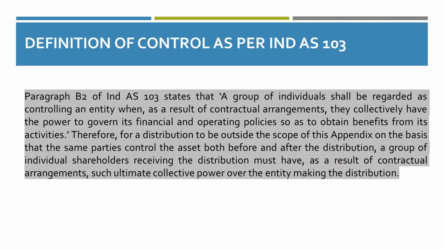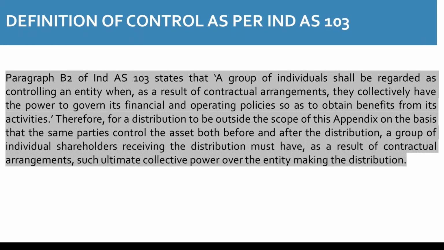Okay, let us move to the definition of control. We have been talking about control for this non-applicability. So let us understand quickly what is the definition of control as per IND AS 103. Paragraph B2 of IND AS 103 states that a group of individuals shall be regarded as controlling an entity when, as a result of contractual arrangements, which means that they enter into a contract, they collectively have the power to govern its financial and operating policies so as to obtain the benefits from its activities. So when do we say that some people have control over the entity? When a group of people or an individual enters into a contractual arrangement making it very clear that they will have the power to make the financial and operating decisions of the entity. So this means that these people have control over this entity.